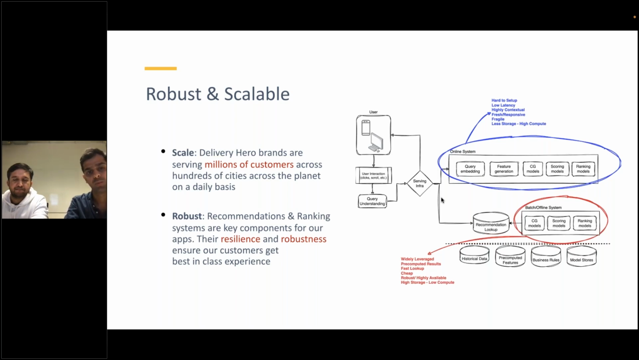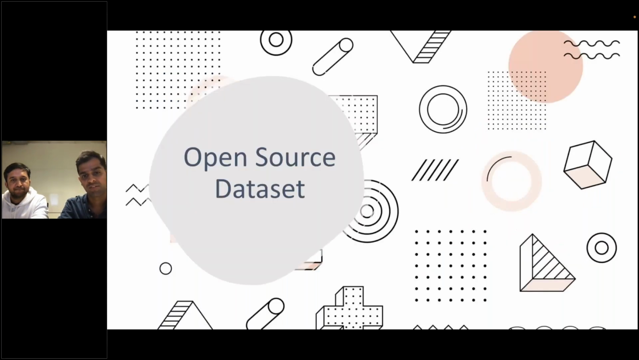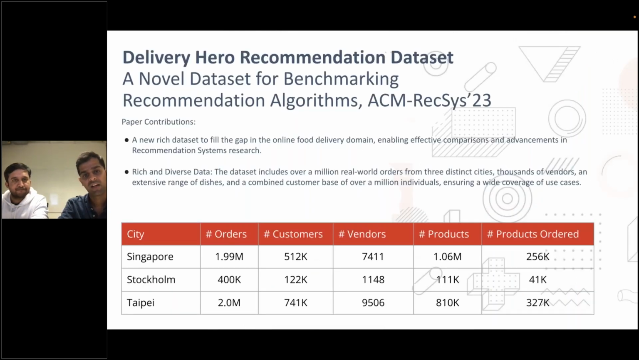So this covers the robustness and scalability aspect of it, but all of this is fancy and good to do, but how do you go ahead and explore some of this stuff on your own? So we'll quickly talk about our open source data set. Earlier this year we had our paper accepted at ACM RecSys. The paper is titled Delivery Hero Recommendation Dataset.